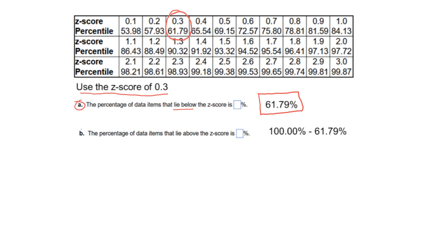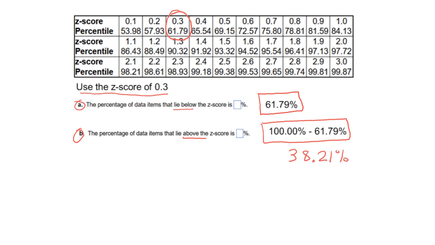The second part is asking us to find the percentage of data items that lie above the z-score. If we're moving to the right side or above the z-score, what we need to do is take our first value, the 61.79%, and subtract it from the 100% in order to find the area above it. So this is going to give us a result of 38.21%.